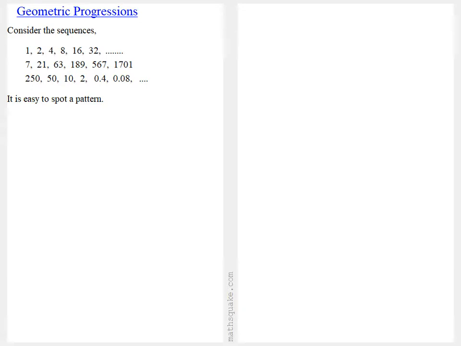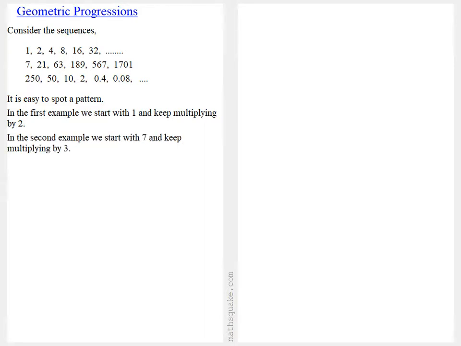In each case, it's easy to spot a pattern. In the first example, we start with 1 and keep multiplying by 2. In the second example, we start with a 7 and keep multiplying by 3. In the third example, we start with 250 and keep multiplying by 0.2, or dividing by 5.